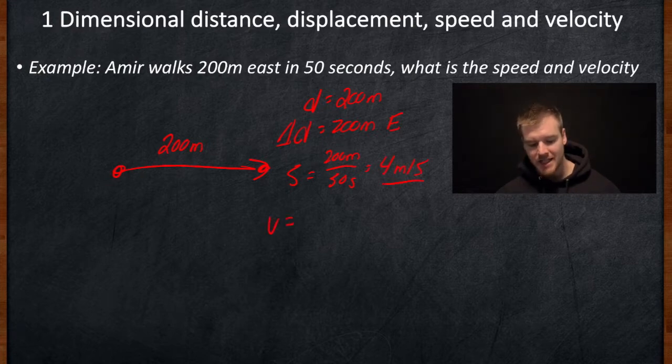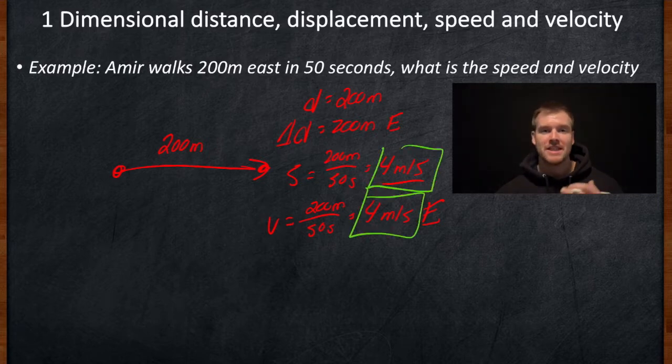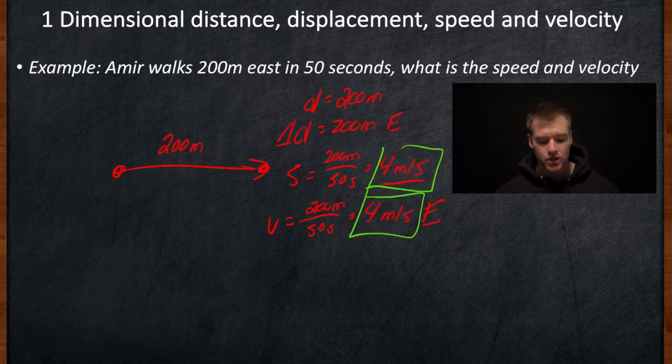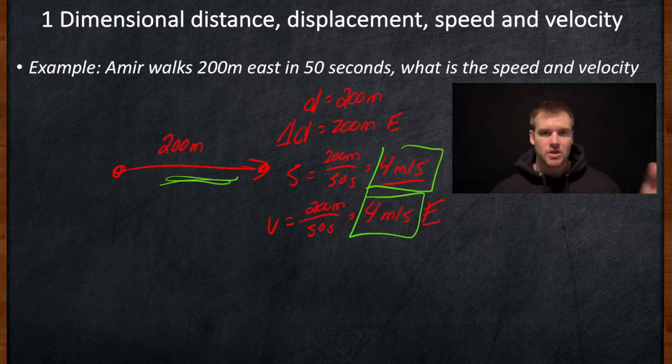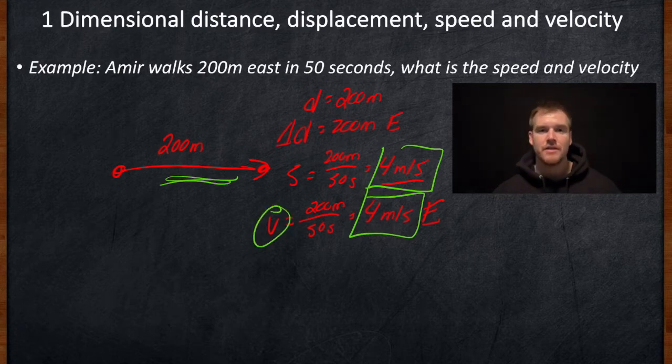And for velocity, it's going to be the displacement. Again, it's the same 200 meters divided by 50 seconds. And I get 4 meters per second, but I have to include the direction of east. And so in this example, the speed and the velocity are going to give us the same values. And we're going to get the same value for speed and velocity whenever it's traveling in only one direction. This is going to be coming up pretty regularly in the course when something's traveling in one direction. And I'm often going to be referencing velocity for those cases.